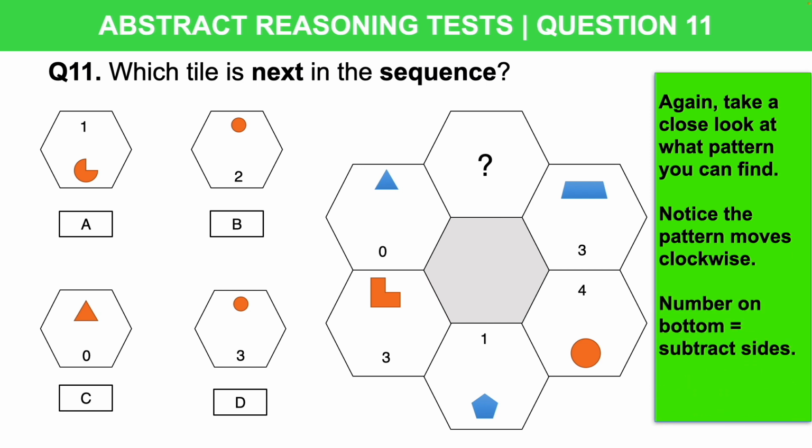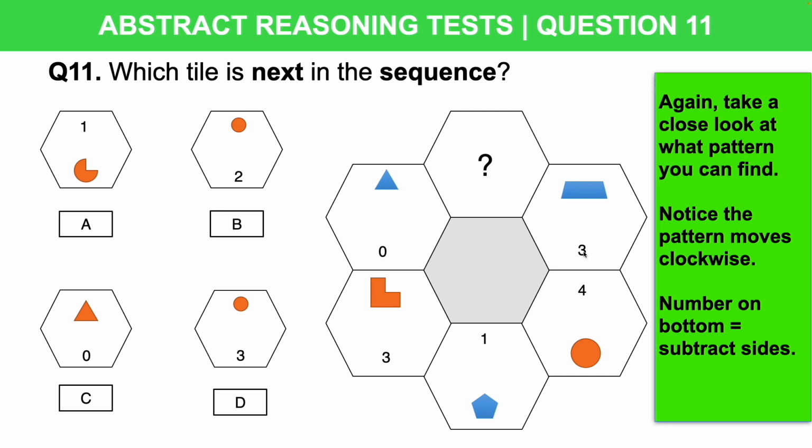Well, in fact, the number on the bottom of each tile means you need to subtract that amount of sides from the next shape in the next tile. Again, moving in a clockwise pattern. And the number on the top of a tile means you need to add that amount of sides to the next shape in the next tile.